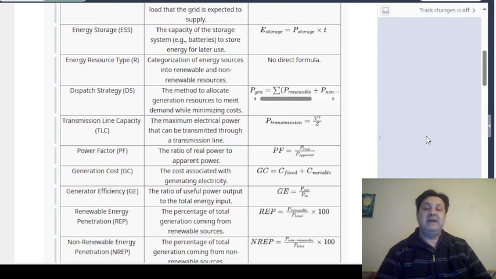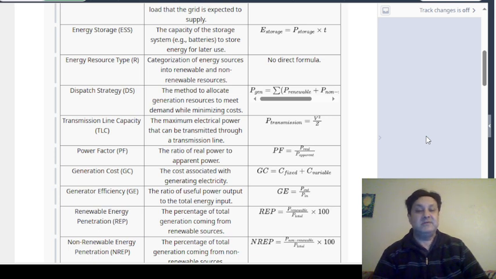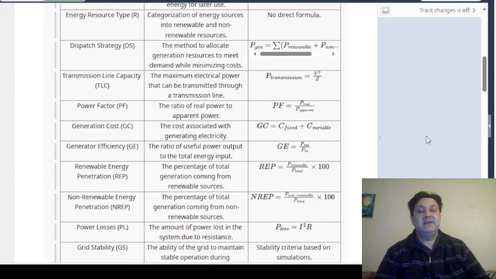And then energy resource type: which type of energy resources we are using, categorization of energy sources into renewable and non-renewable resources. And the most important thing is the dispatch strategy. What's going to be our strategy to dispatch the electricity? This is the method to allocate generation resources to meet demand while minimizing the costs.